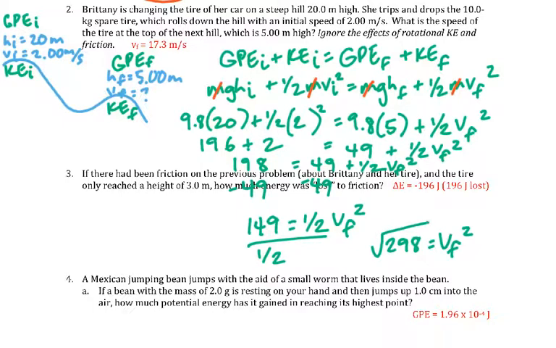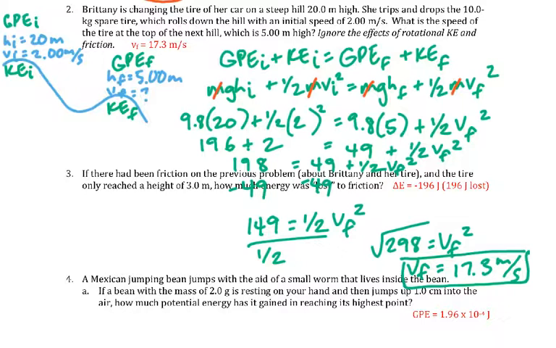So my last step is to take the square root, and that gives me a final velocity of 17.3 meters per second. So this tire is cooking. It's gone from 2 to 17. It's gained a whole lot of kinetic energy in the loss of gravitational potential energy. Okay, so that's number 2.